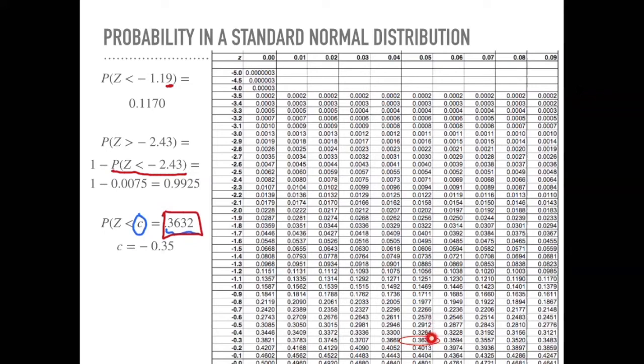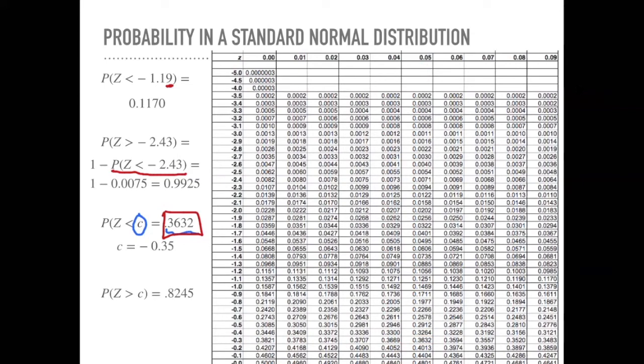So we're looking all the way down here. We find this one. Hey, it's exactly it. So that's coming from negative 0.3 and 0.05. So negative 0.35. Let's go ahead and try another example.